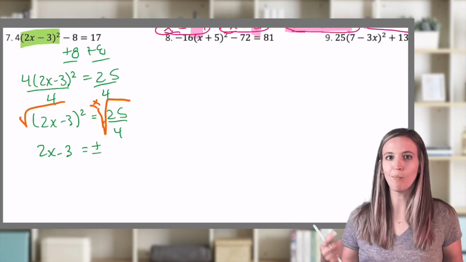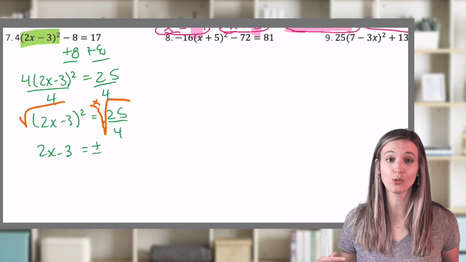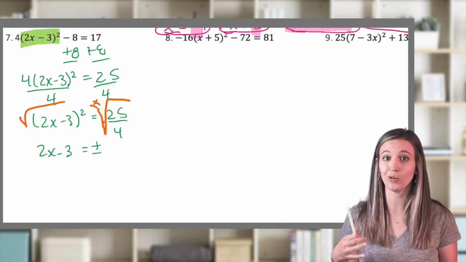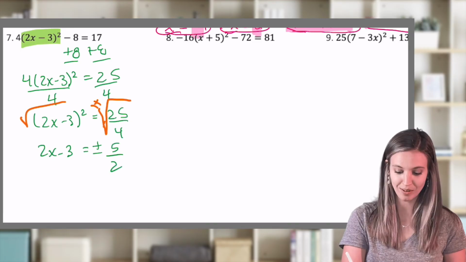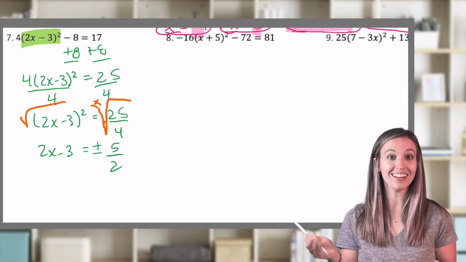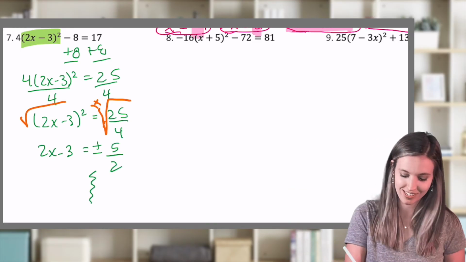Wow, this time both the numerator and the denominator are perfect squares. The square root of 25 is 5, square root of 4 is 2. So I have plus or minus 5 divided by 2. Great, so now let's set up our 2 equations.